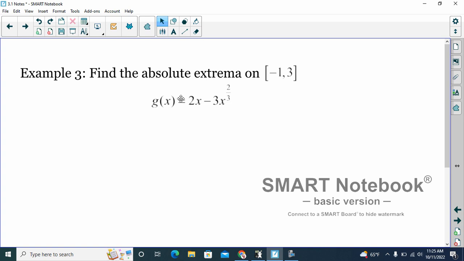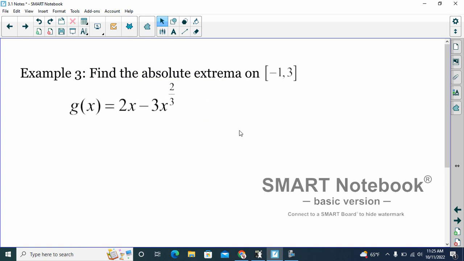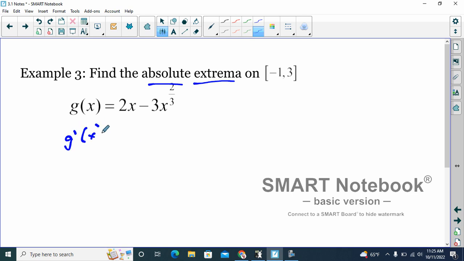Example 3, find the absolute extrema on the interval from -1 to 3, and we are given g of x equals 2x minus 3x to the 2/3. Anytime it asks us to find extrema, for now absolute extrema, we will be finding the derivative and setting it equal to 0.